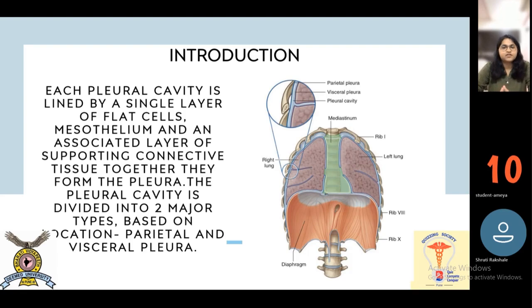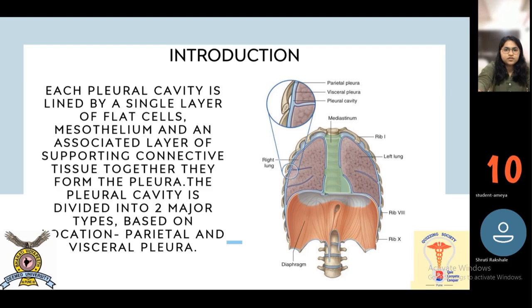So first we will understand what is pleural cavity. As you can see in the diagram, there is mediastinum in green color. So there are two pleural cavities on either side of the mediastinum, surrounded by lungs. Superiorly, the extent is above rib 1 into the root of neck, and inferiorly extends to a level above the costal margin. The medial wall of each cavity is the mediastinum.